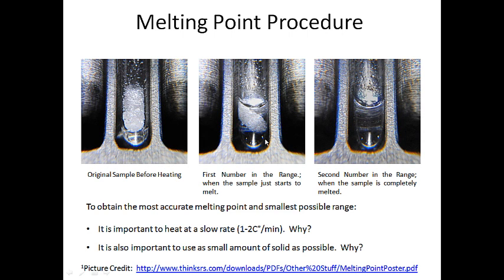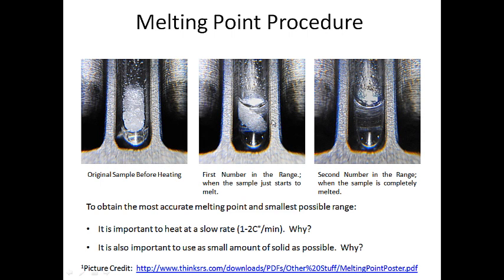If we use a small amount of solid, then there won't be that lag time between the sample starting to melt and it completely melting. If we use a lot of solid, then there's going to be that lag time between the sample starting to melt and completely melting, remembering that the block is going to go up in temperature during that time frame. So we want to go as slow as possible and use as small an amount of material as possible, simply so that the block doesn't artificially appear to be higher in temperature, and that'll raise the range of the melting points.